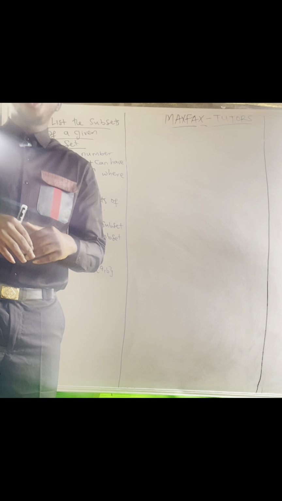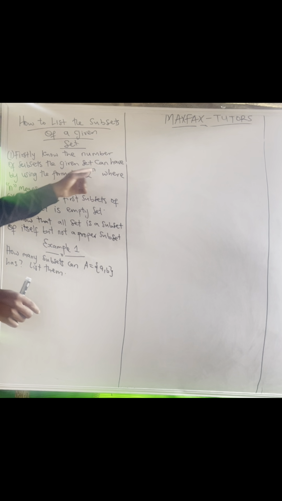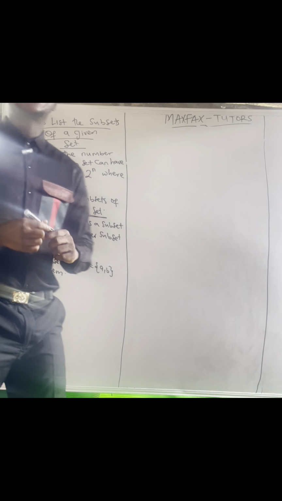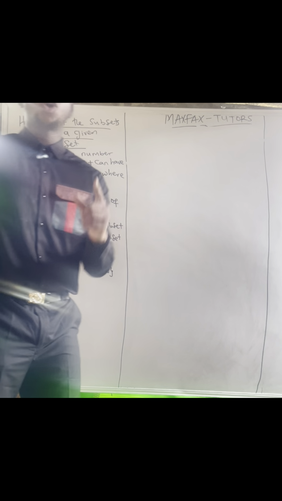And how are you going to know the number of subsets that a particular set can have? It is by using this formula 2 raised to power n, where n means what? Cardinality. The second thing is that the first subset of all given sets is what? Empty set. You have to know this, that no matter the set given to you, its first subset will be what? An empty set. The third thing you have to note is that all sets are a subset of themselves, but not a proper subset. You also have to know that all given sets are a subset of themselves, but not a proper subset.